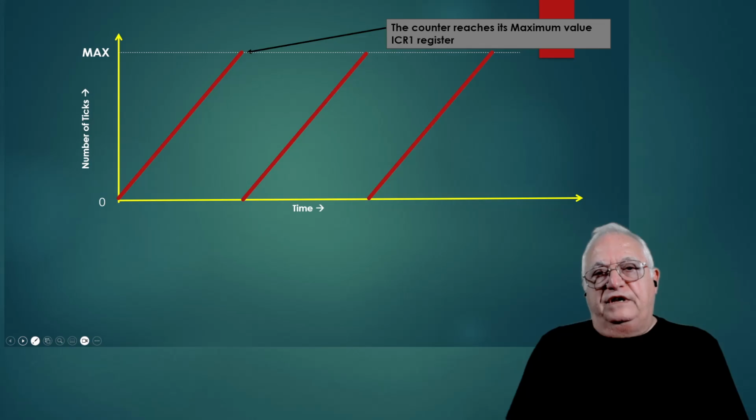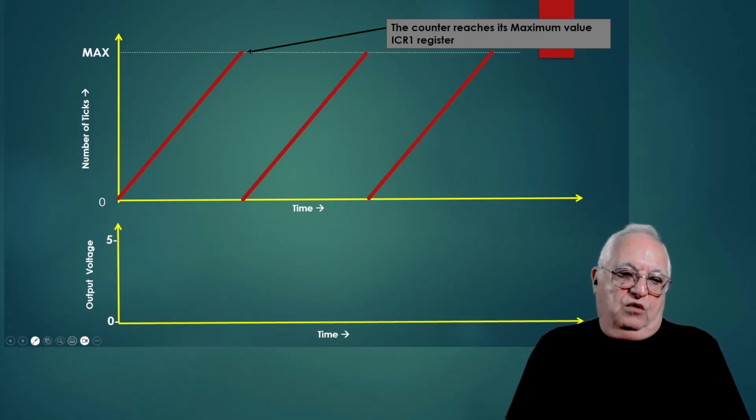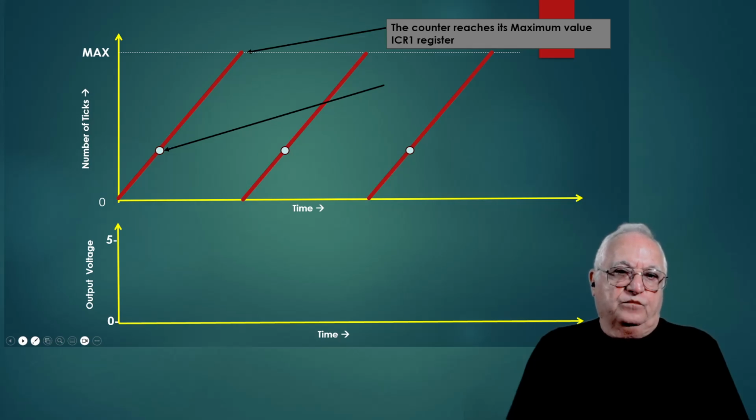Here we have three cycles of our timer. It goes from 0 to the max value, resets to 0, goes to the max value, and resets again. Now I'm drawing another X and Y axis, which is going to show the output coming out of our microcontroller. So, how is this going to work?